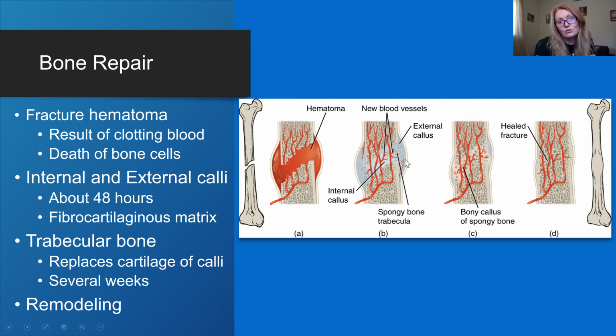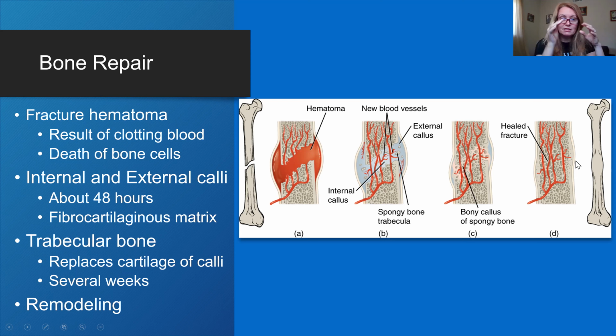And then, as usual, this cartilage starts dying. It helped your bone, but it starts dying because again, it has too much calcium deposited around it. So when those chondrocytes of the calli die, they are replaced by bone. It's replaced by trabecular bone, spongy bone, and it takes several weeks. And then you have remodeling and deposition of compact bone on the surface.